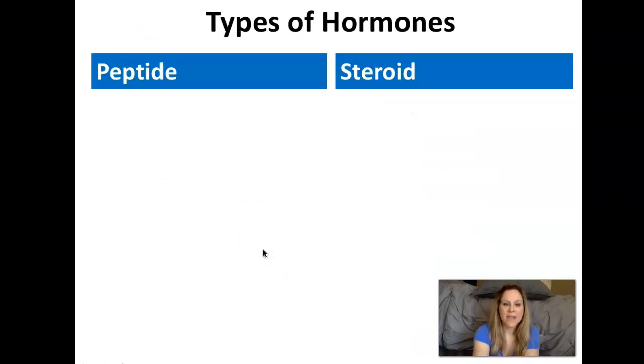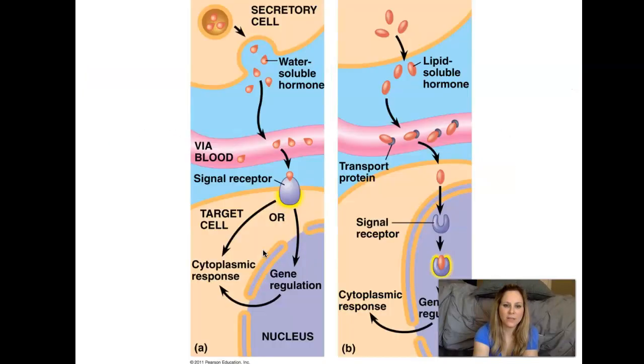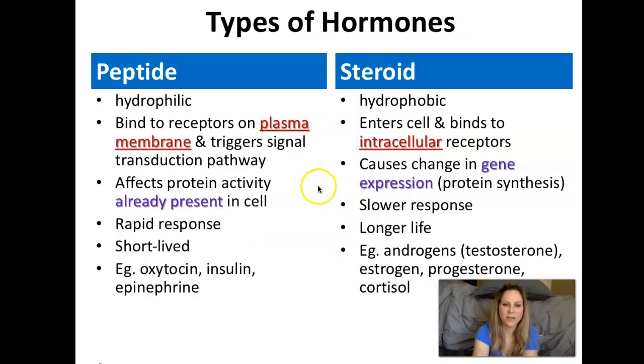Hormones can either be peptides or steroids, and it's really important to know that there are different characteristics for each one of these. So I think on your note-taking guide, you're going to need to jot down a lot of this information if you're choosing to actually take notes on the note-taking guide.